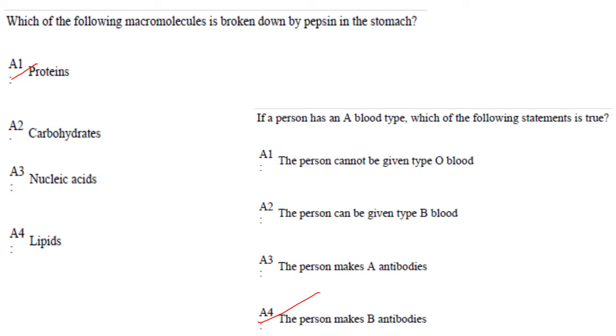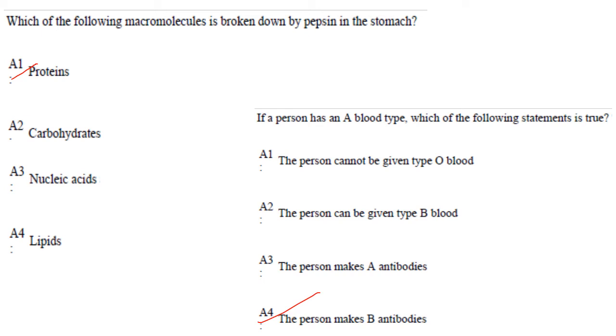Then next one. Which of the following macromolecules is broken down by pepsin in the stomach? It is proteins that are broken down by pepsin in the stomach. Now, if a person has A blood type, which of the following statements is true? The person cannot be given type O blood. O is a universal donor, so you cannot say that the person cannot be given type O blood. He or she can be given it.